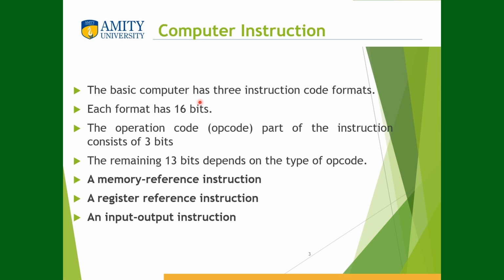The computer instruction. So the computer instruction has three code formats. Each format has 16 bits. The opcode consists of 3 bits and the remaining 13 bits depend on the type of opcode. So whatever operation will be performed, on the basis of that we can determine the remaining 13 bits. The three types of instructions are memory reference instruction, register reference instruction, and input output instruction.